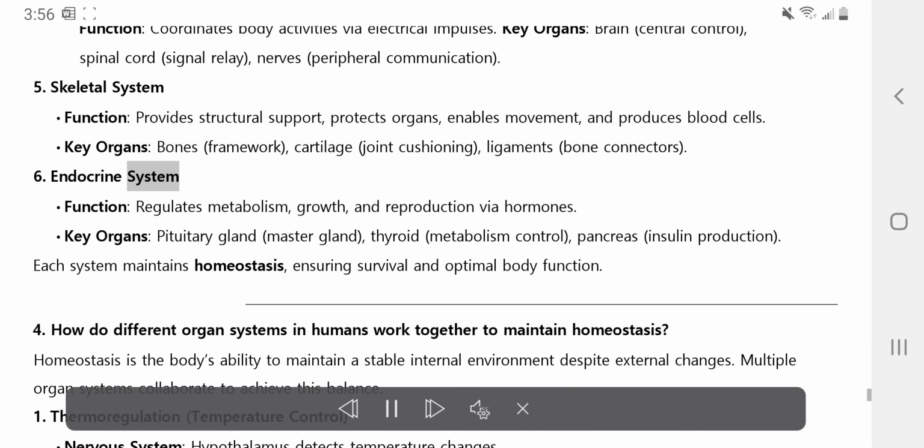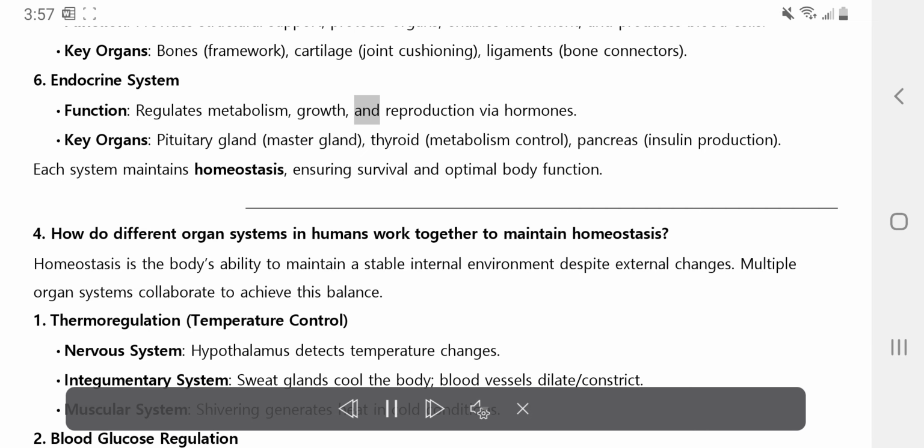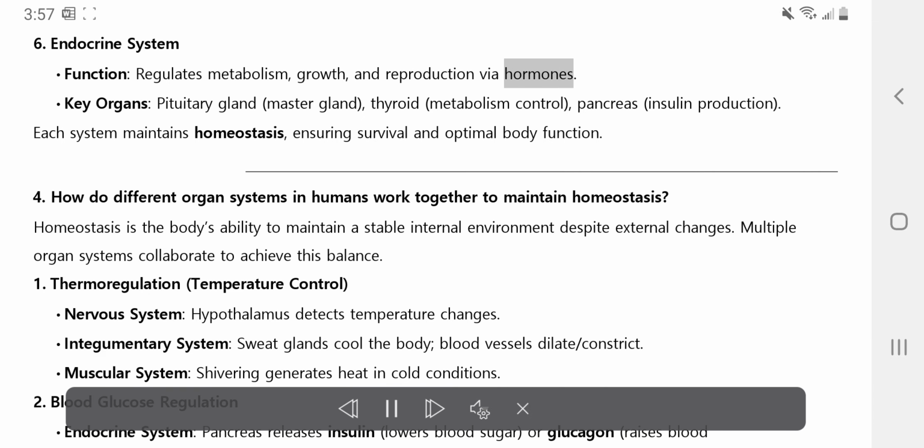Endocrine system. Function: regulates metabolism, growth, and reproduction via hormones. Key organs: pituitary gland, master gland; thyroid, metabolism control; pancreas, insulin production. Each system maintains homeostasis, ensuring survival and optimal body function.